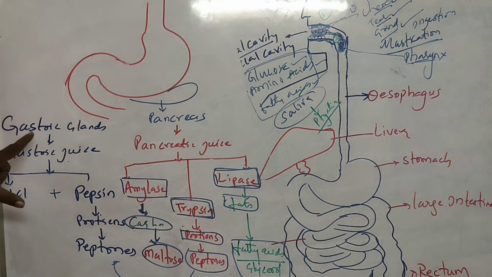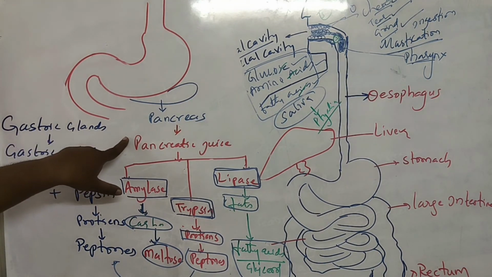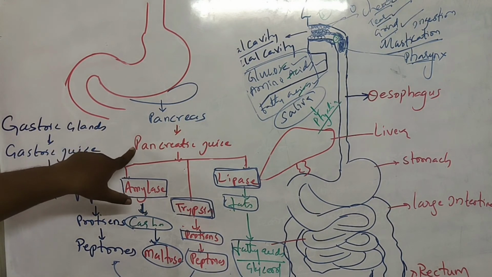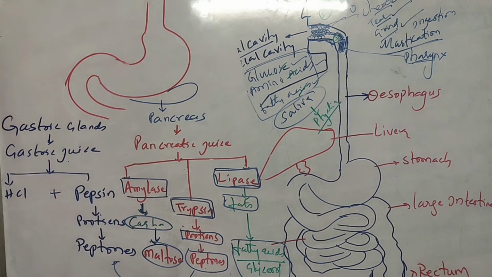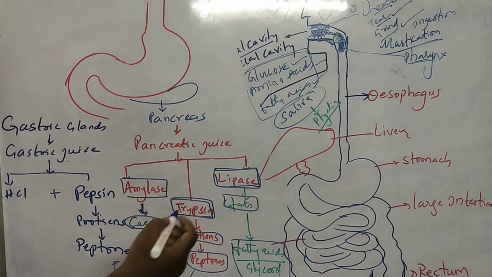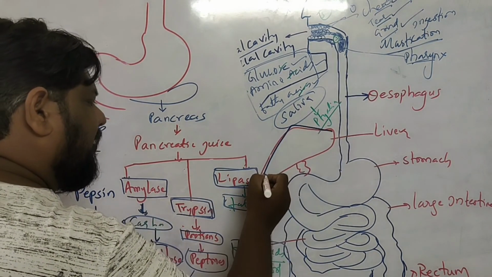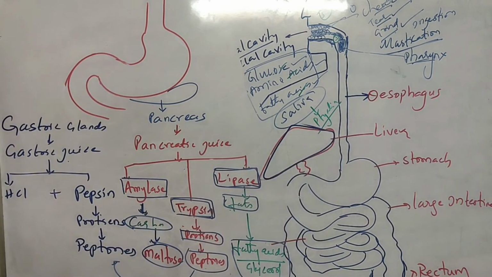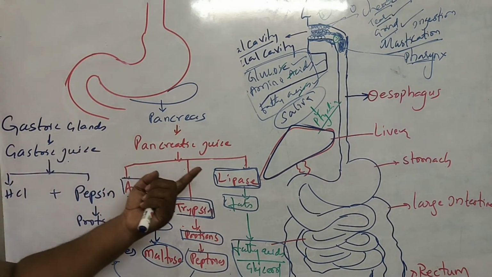So this is how the pancreas will act. The pancreatic juice is helping in the digestion. Now the next part, which is very, very important, is the liver. Here you can see the liver. This liver also plays a prominent role in the digestion process.